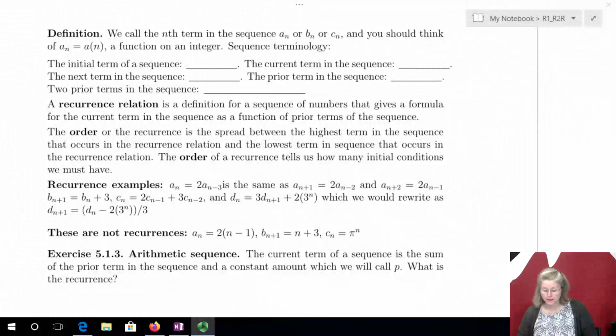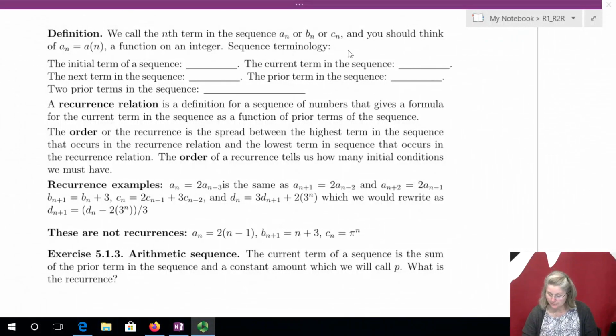So we're continuing our discussion of sequences. We call the nth term of a sequence a_n, b_n, or c_n. You should think of a_n as a function of n, which is a function on an integer. So some terminology that has to do with sequences.